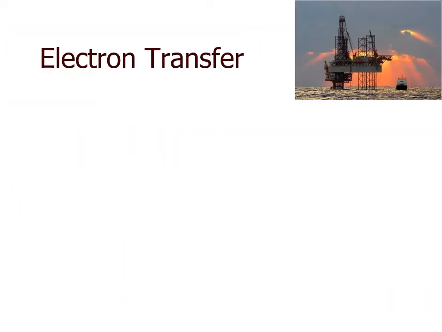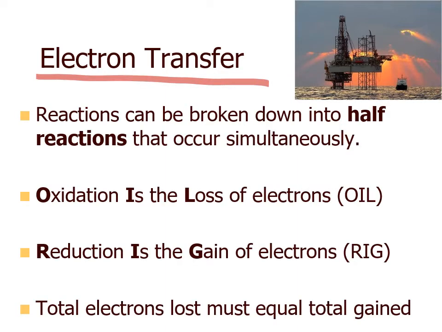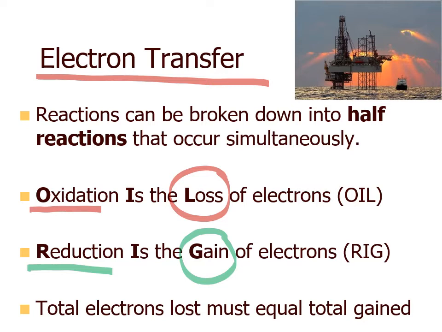So now we are referring to reduction and oxidation, and it's all about the electron transfer. A redox reaction is going to involve an oxidation, which is the loss of electrons, and a reduction, which is the gain of electrons. This is the fundamental definition of a reduction and an oxidation. Oxidation is loss, reduction is gain.